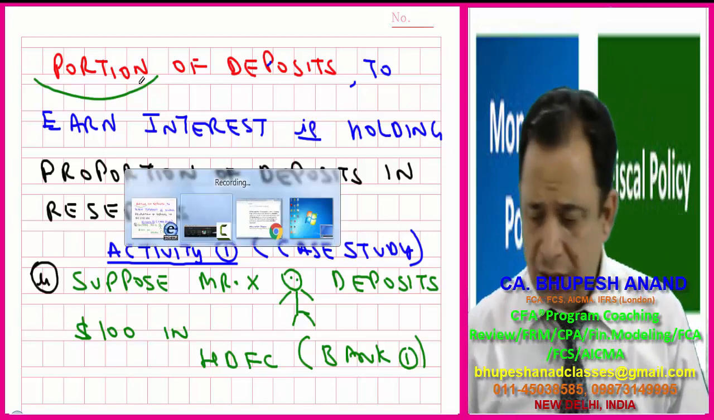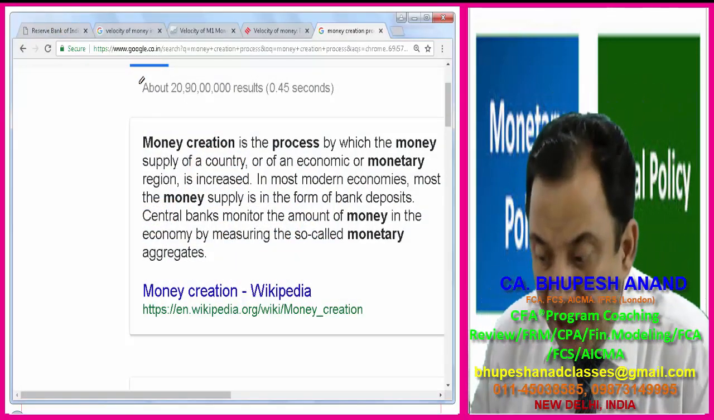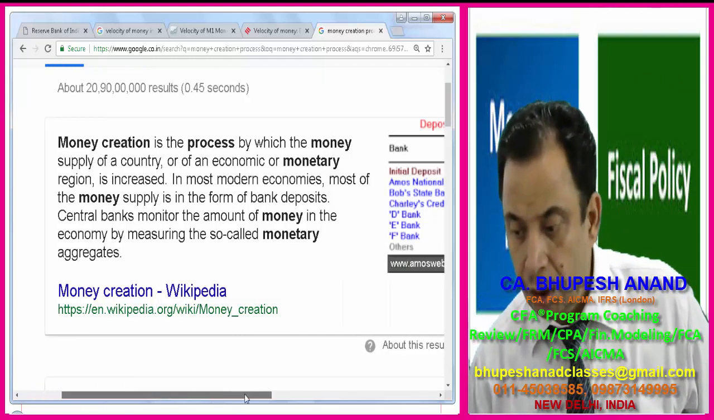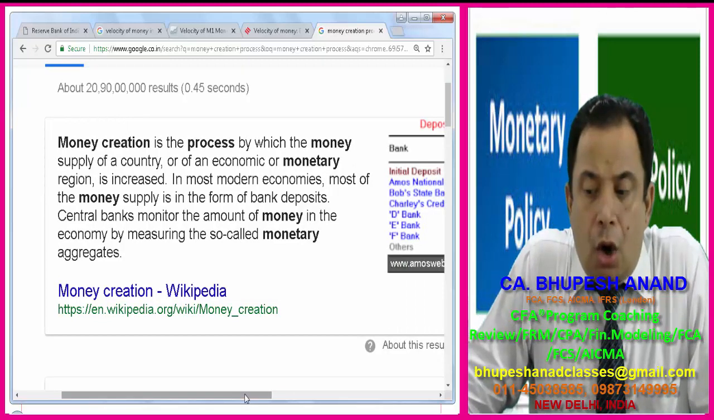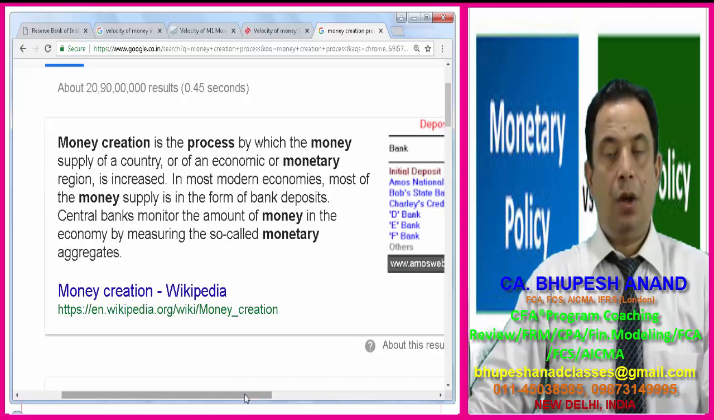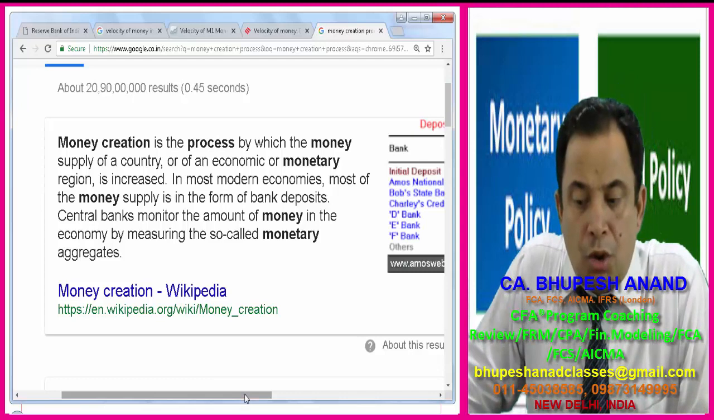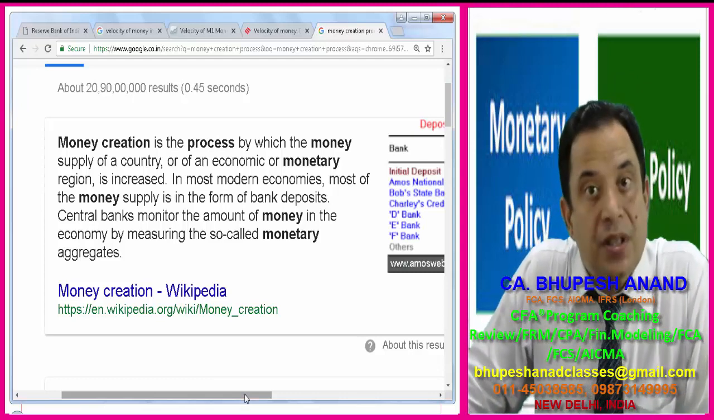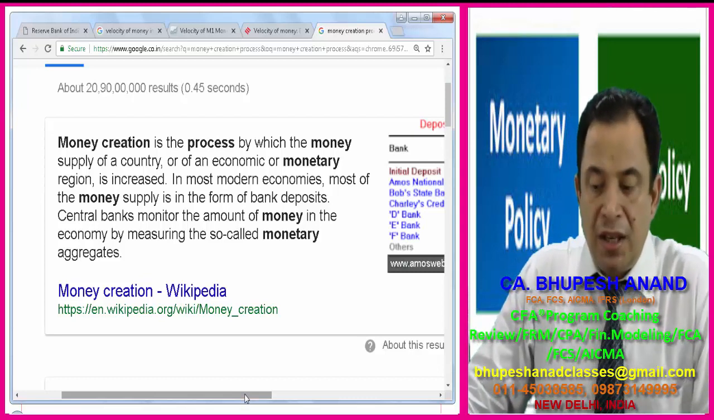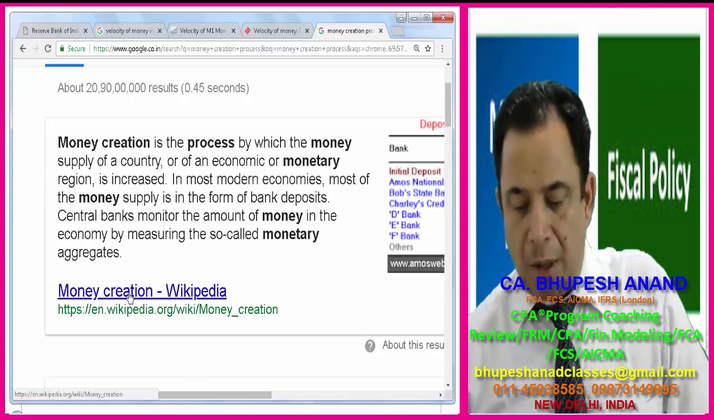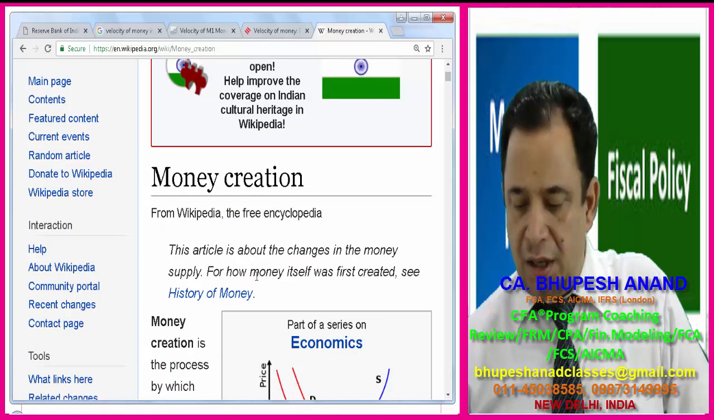Just see, I want to tell you, the first point is money creation. As per Google, money creation is a process by which the money supply of a country or of an economic or monetary region is increased. It means how that money supply is being increased. In most modern economies, most of the money supply is in the form of bank deposits. Central banks monitor the amount of money in the economy by measuring the so-called monetary aggregates. And now I'm coming to money creation, how money is being created.